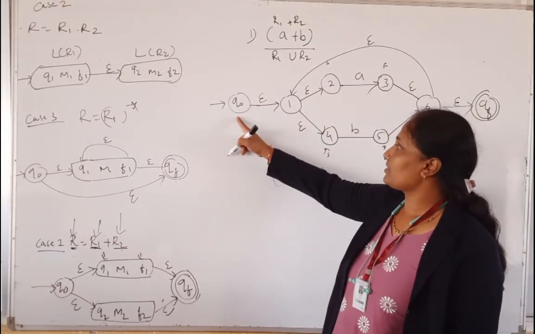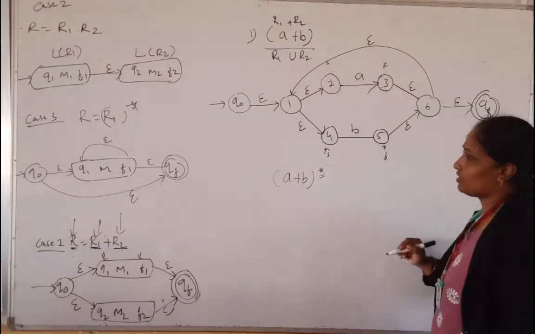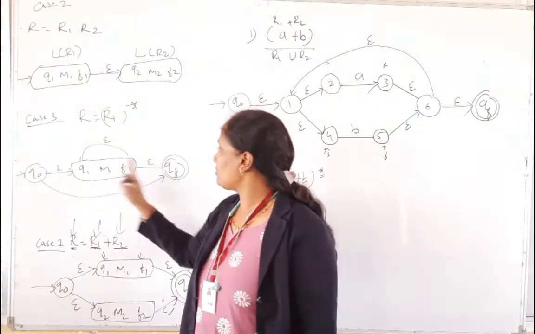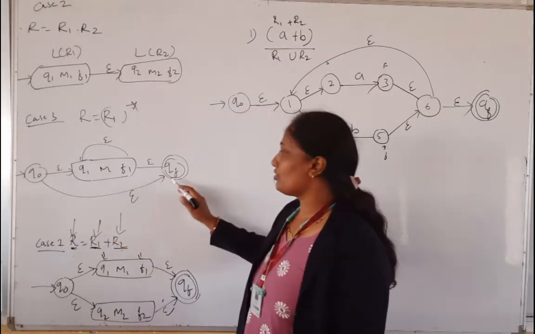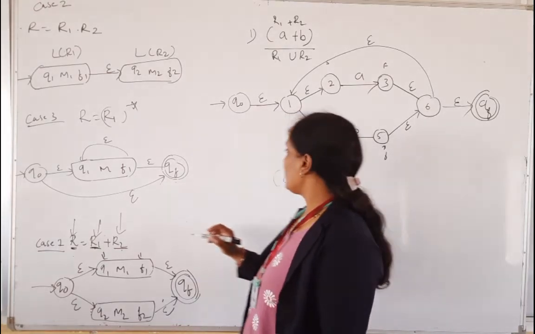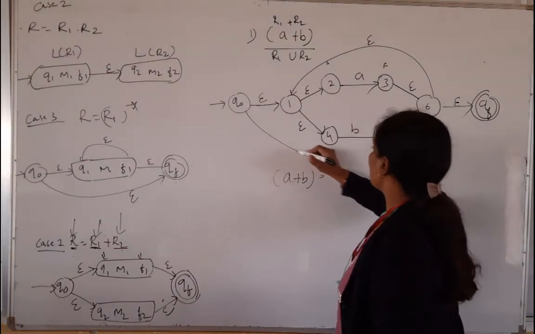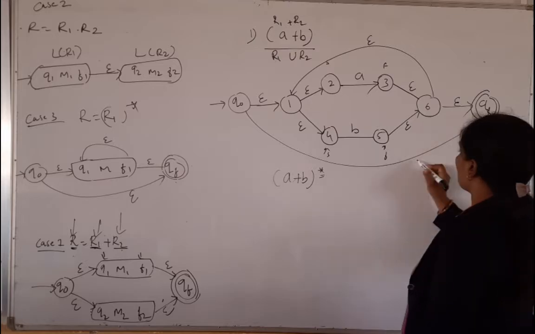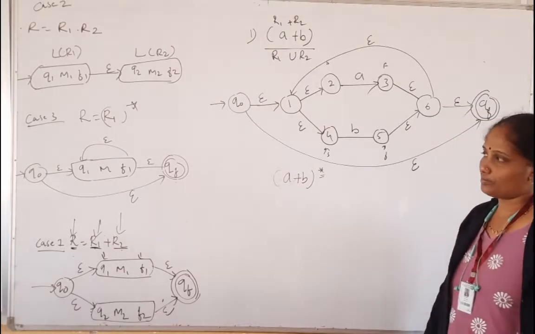So Q0 is a start state and QF is a final state. So this part and this part is over. Next, I should show one more transition from Q0 to QF. That is the epsilon transition. So this is Q0. This is QF. So I will show the epsilon transition.